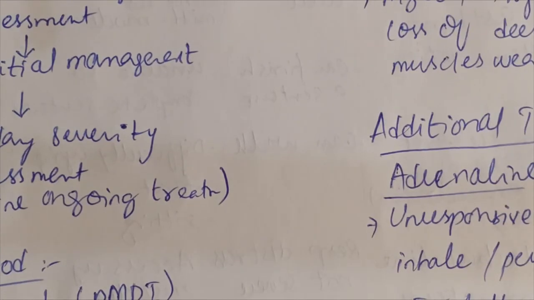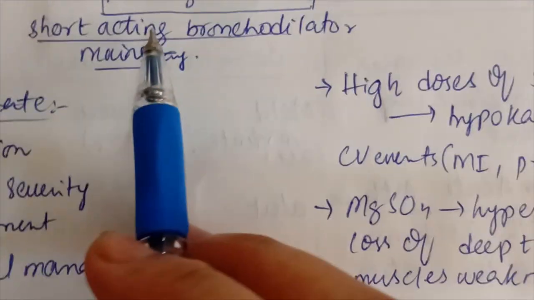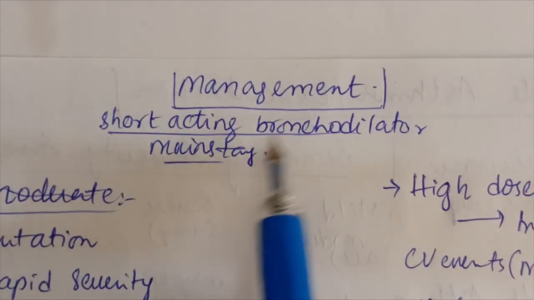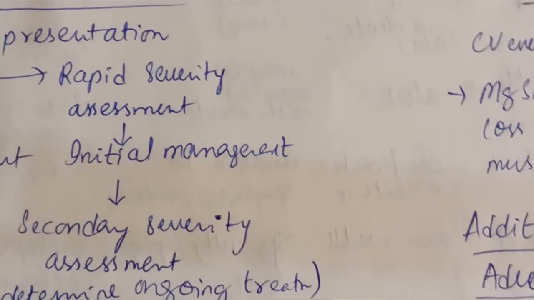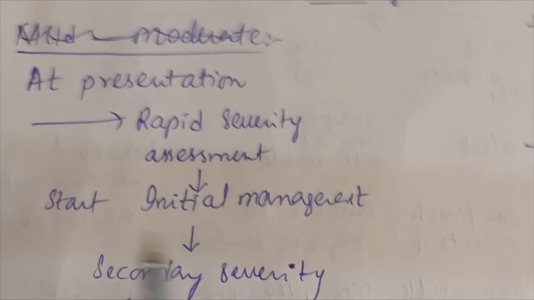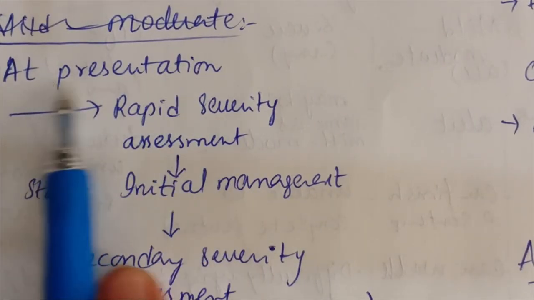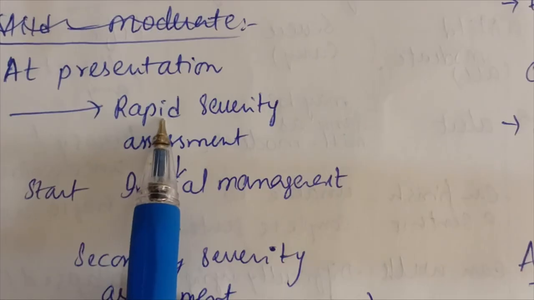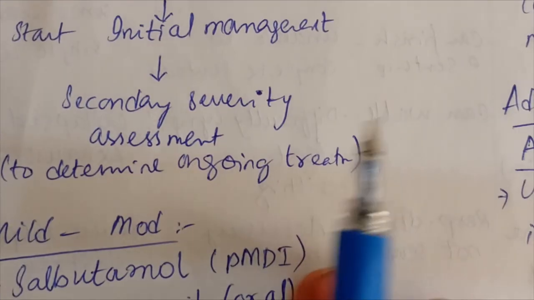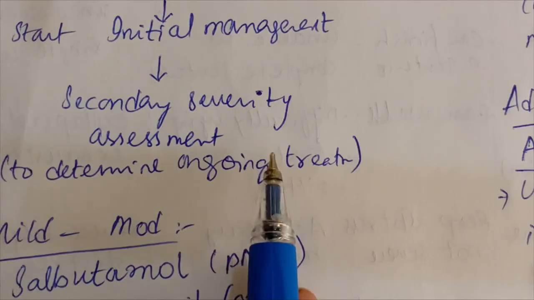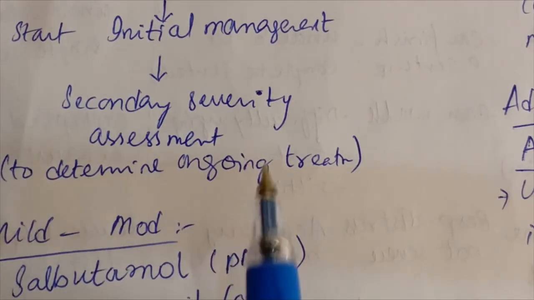Now coming towards the management of acute exacerbation of asthma. Short acting bronchodilators are the mainstay treatment for acute exacerbation. Let me again repeat that at first presentation we are going to do the rapid severity assessment and start initial management. Then we are going to do the secondary severity assessment and determine the ongoing treatment.